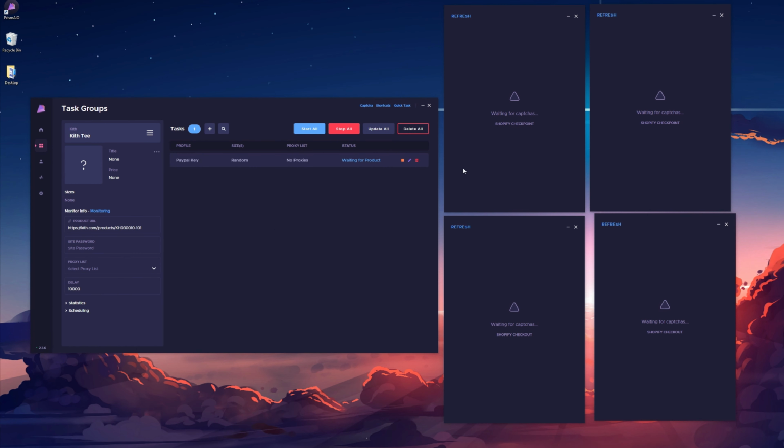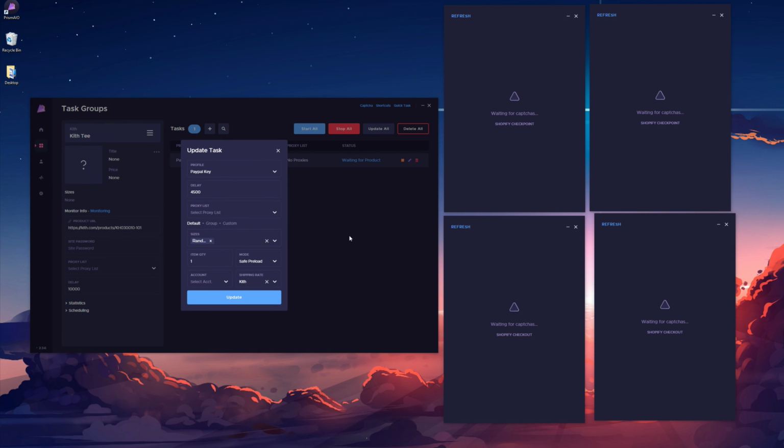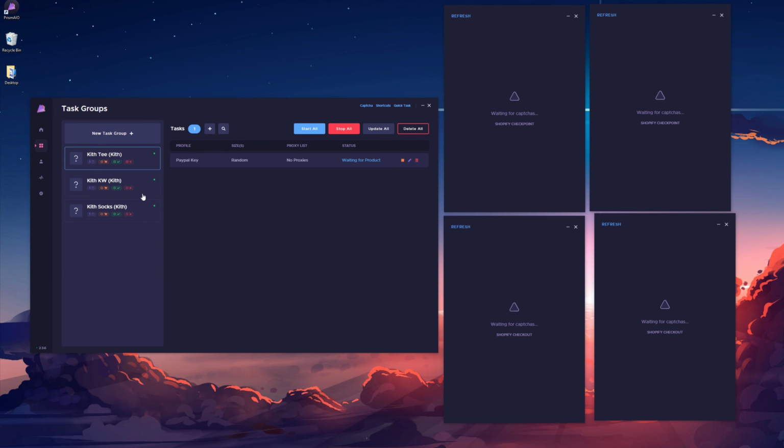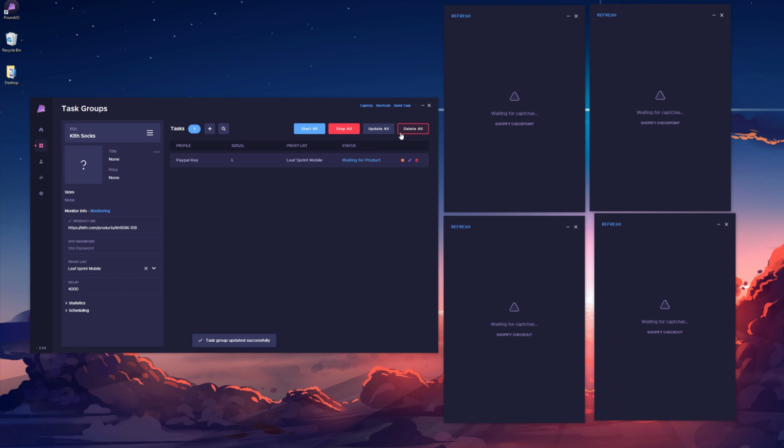In this first task group, we have the direct link, and all my monitor delays are at 10,000 and all the task delays are at 45. Here we have the second group where we're using keywords with proxies, and the third group is direct link also using proxies. I basically started my tasks about 7 minutes before drop time. All my delays were at 10,000, and I believe this is around a minute before drop time.